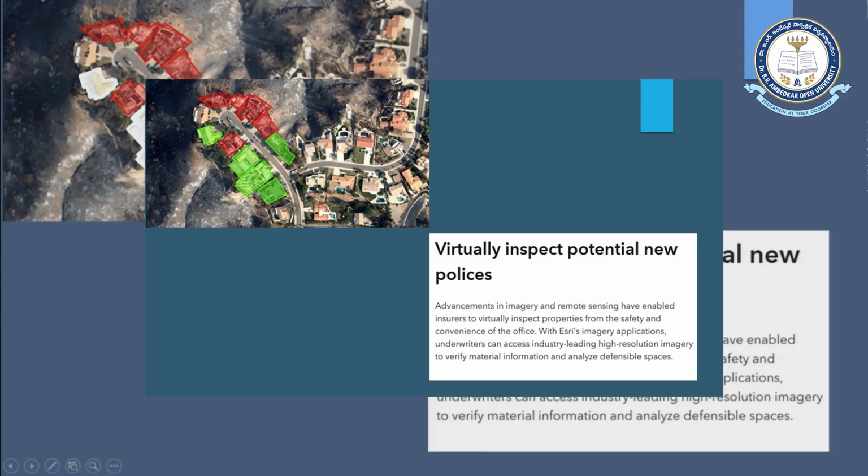So here is one of the figures, which is satellite imagery showing potential new policies. So in this way, the insurance policy makers will use satellite imageries.